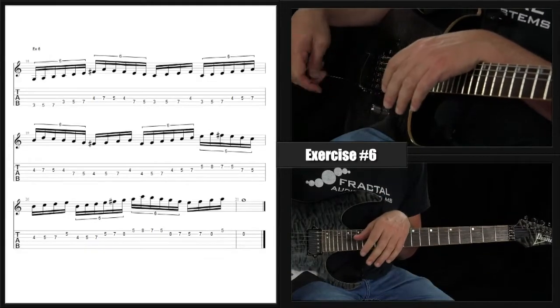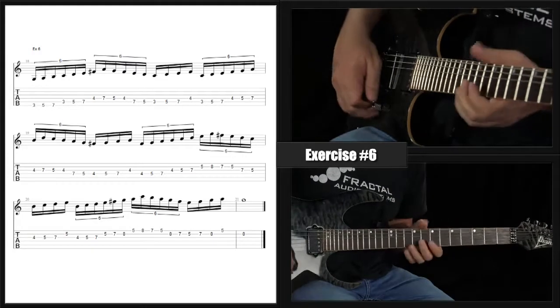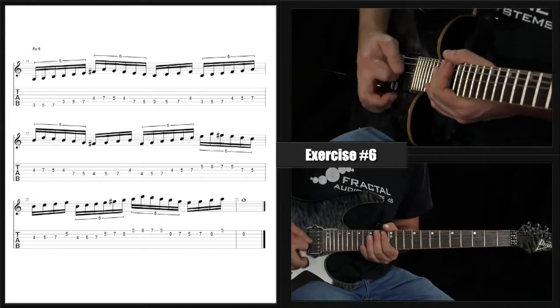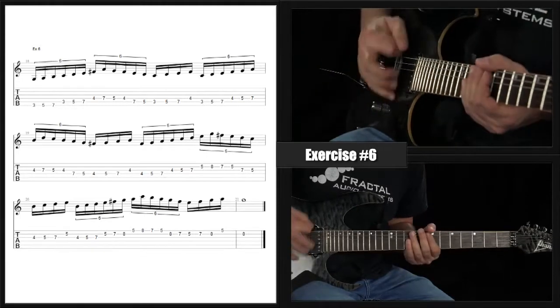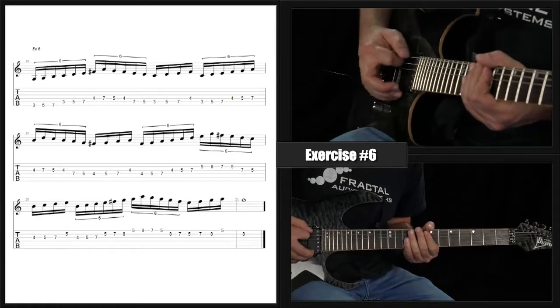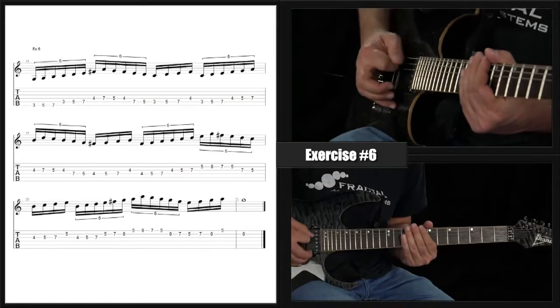We're going to start by playing 2 groupings of 6. 1, 2, 3, 1, 2, 3, 1, 2, 3, 4. So 2 of 6 and then 1, 4. 1, 2, 3, 4, 5, 6. 1, 2, 3, 4, 5, 6. 1, 2, 3, 4. 1, 2, 3, 4, 5, 6.